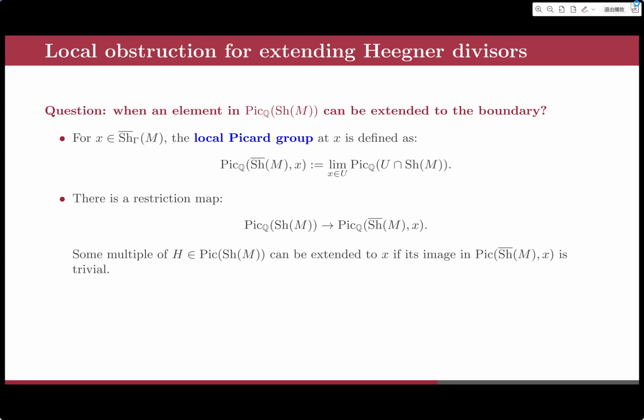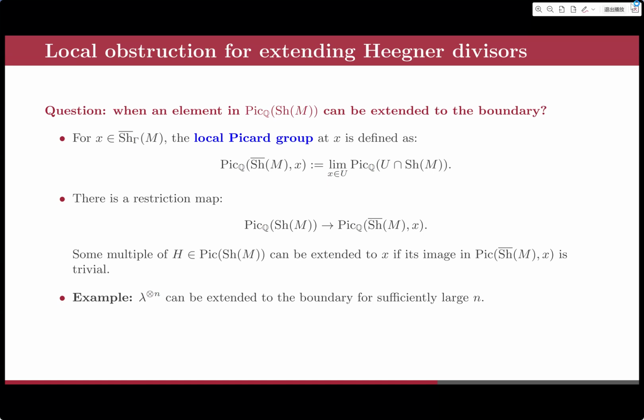So if we have some divisor in the Picard group, it will be extended to the boundary if its image in the local Picard group is trivial. So this is by definition. And the question is when it can be extended to the boundary point.